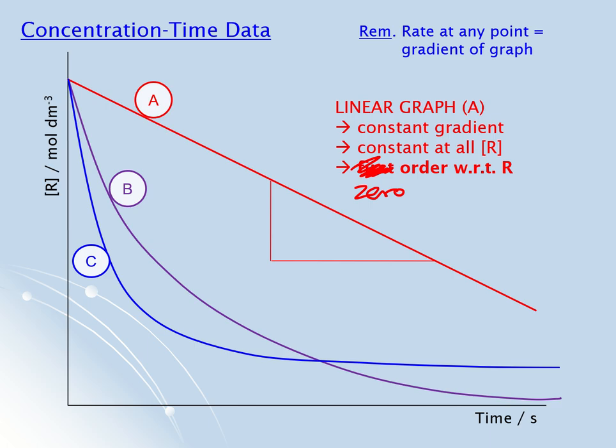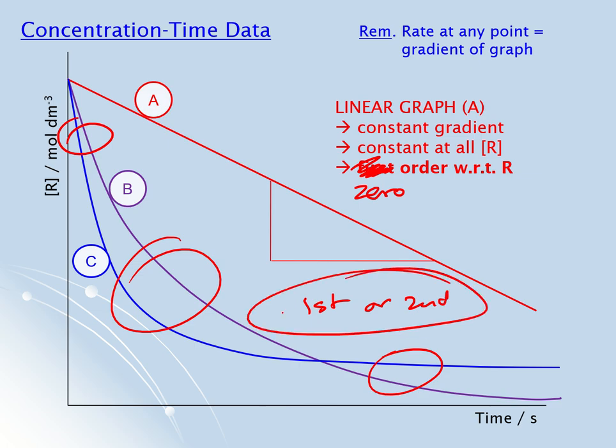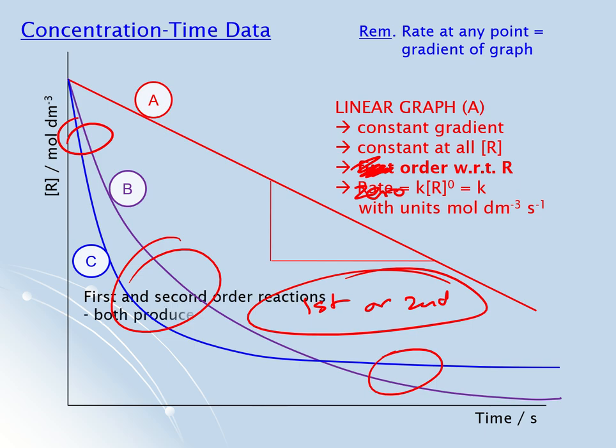Okay? If I look at B and C, we can tell that the gradients in B and C, as I go along, are changing. Now, they are either going to be first order or second order. I cannot tell by looking at those which one they're going to be. I have to do some further processing. For A, straight line, zero order, I can tell straight off. The others, I've got to do a bit more work.